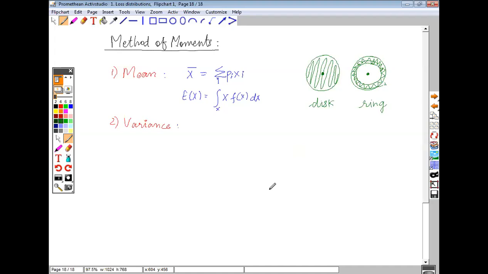So again, what is the formula for variance? It will utilize expectation of x square, minus expectation of x, the whole square. This is generally denoted by variance of x.